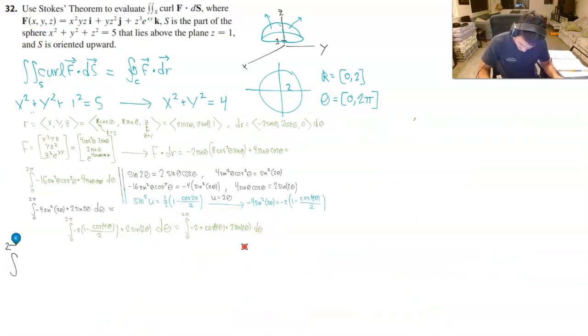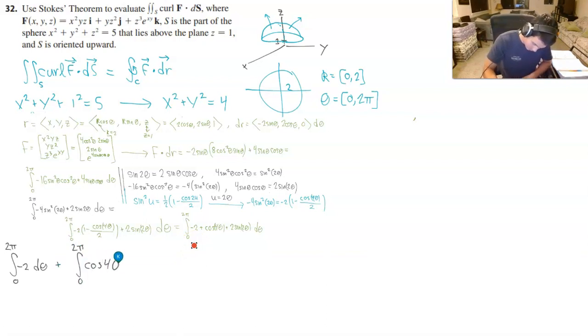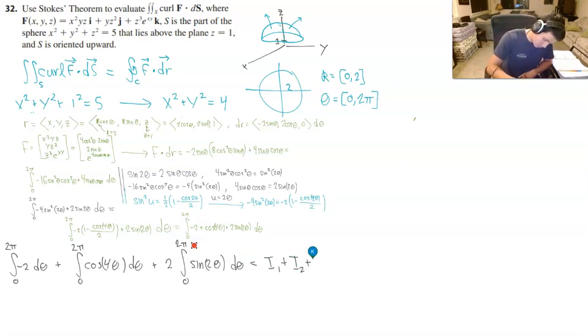So from 2 pi to 0, I'm going to break it into 3 integrals. We'll have -2 d theta. Then we're going to have this other integral here, which will be from 2 pi to 0 of cosine 4 theta d theta, and then plus 2 times the integral from 2 pi to 0 of sine 2 theta d theta. Of course, I'm going to give you guys names, I1, I2, and I3.